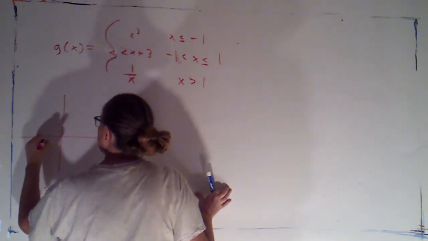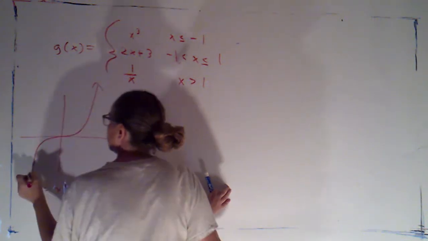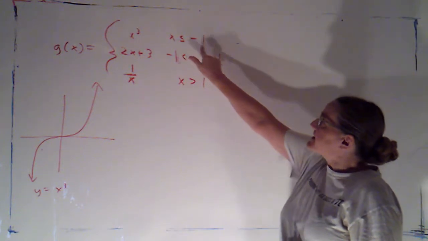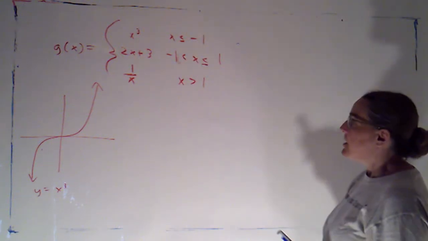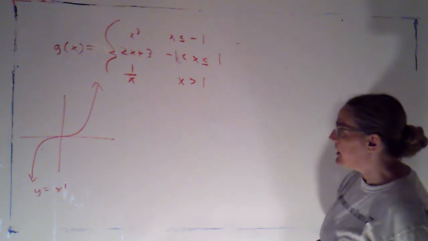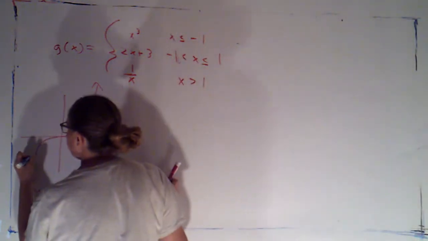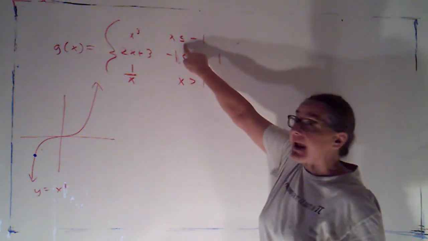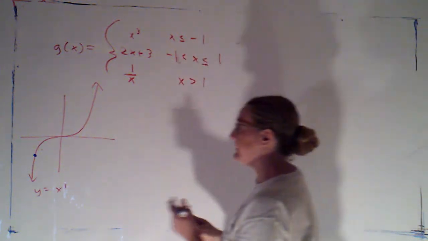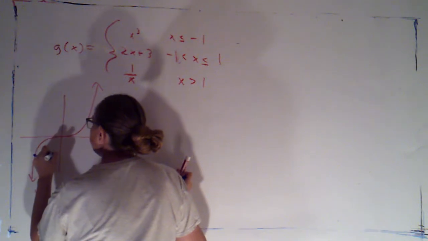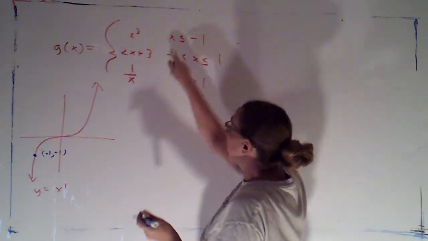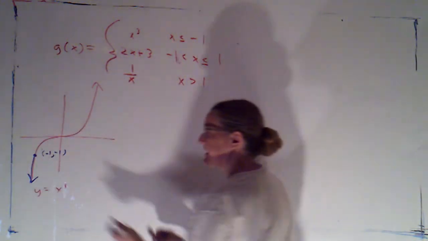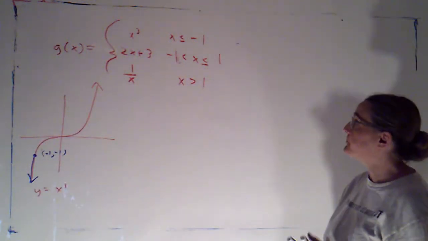That's just my cubing function, which looks something like this. I'm going to have that if x is less than or equal to -1. So at -1, I know that -1 cubed is -1, so there's going to be a point here. I'm going to make that a filled-in point because I am including -1 in this part of the graph. So there's -1, -1, and I want everything that's there and to the left of there. So we're going to keep this piece of the cubing function.